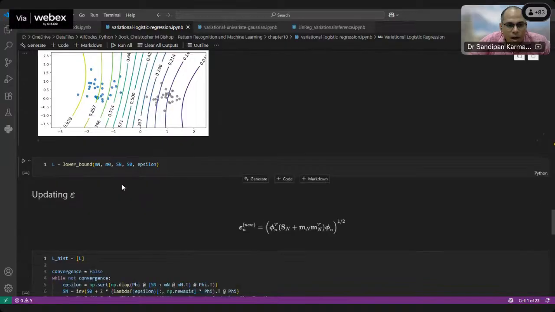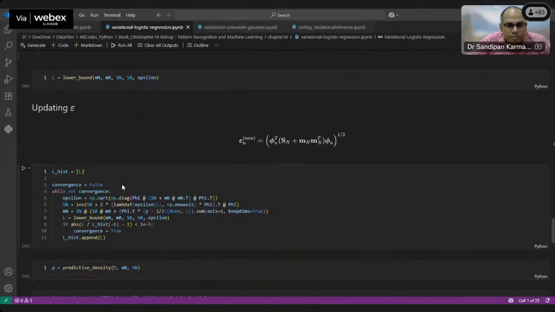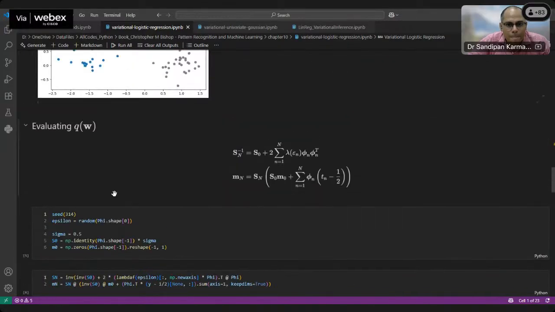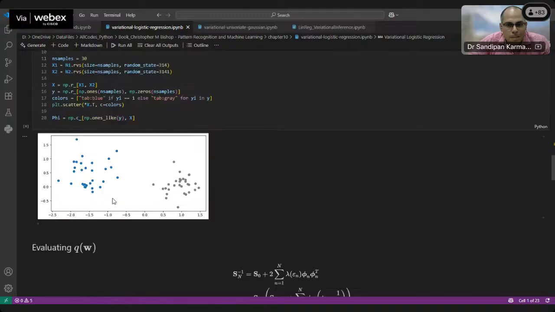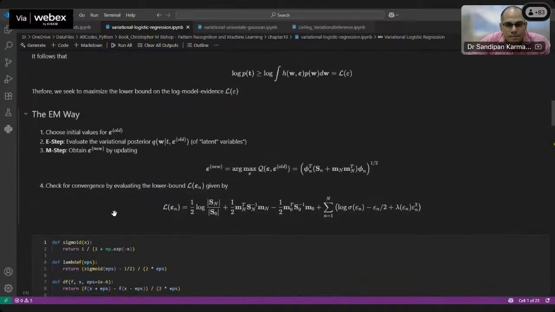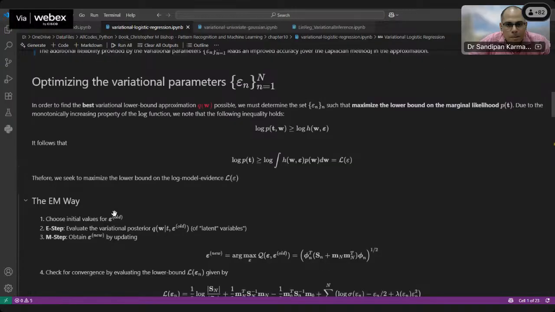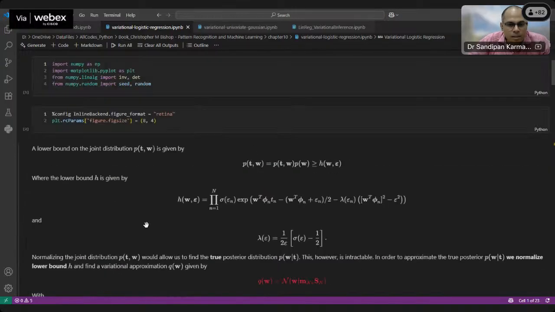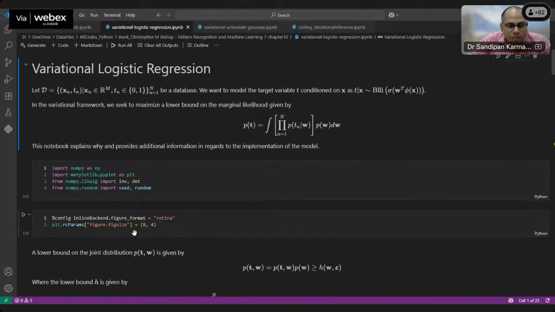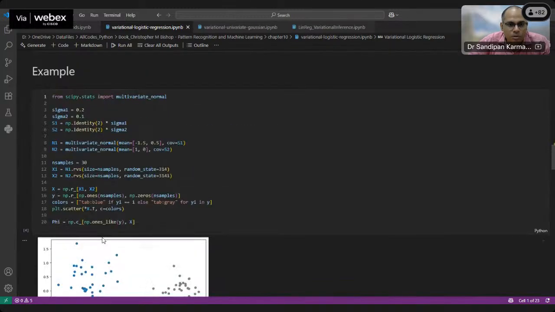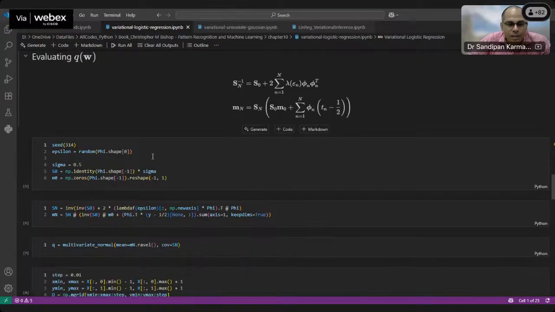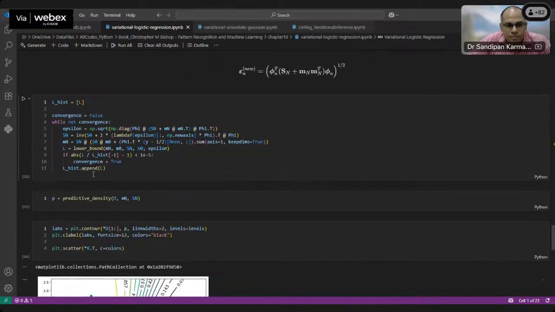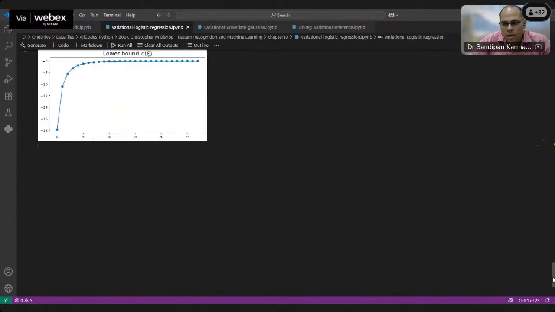I think this is not a very difficult thing. This is why I always prefer Jupyter notebooks, so that I can write down the expressions and I can go on coding the things.